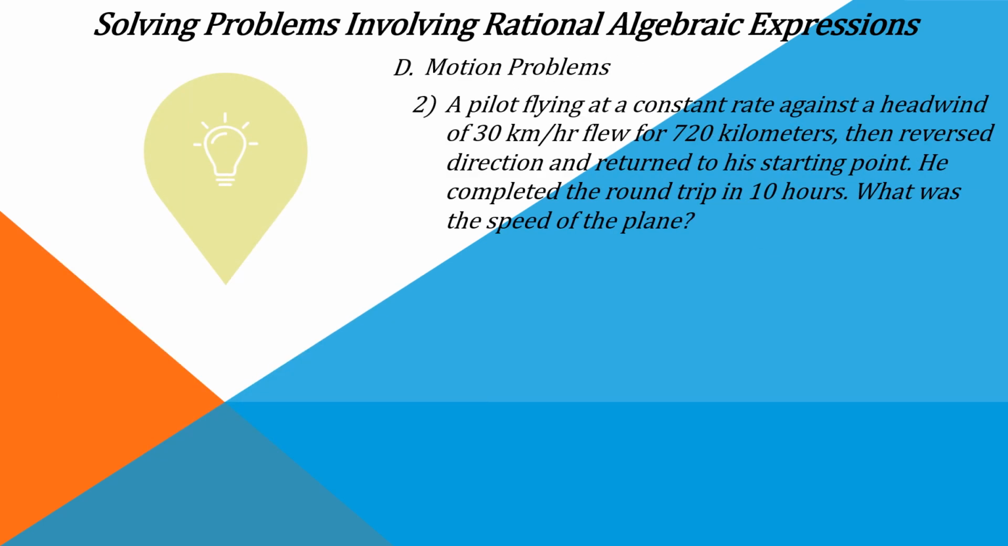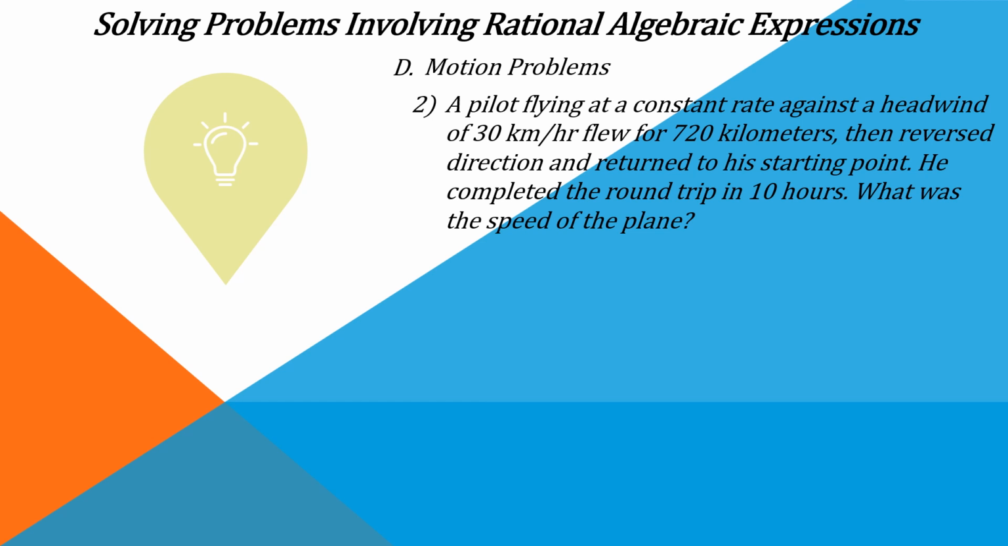Let us go to example number 2. A pilot flying at a constant rate against a headwind of 30 km per hour flew for 720 kilometers, then reversed direction and returned to his starting point. He completed the round trip in 10 hours. What was the speed of the plane?